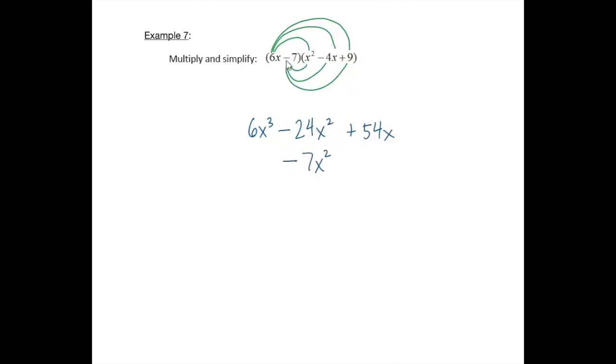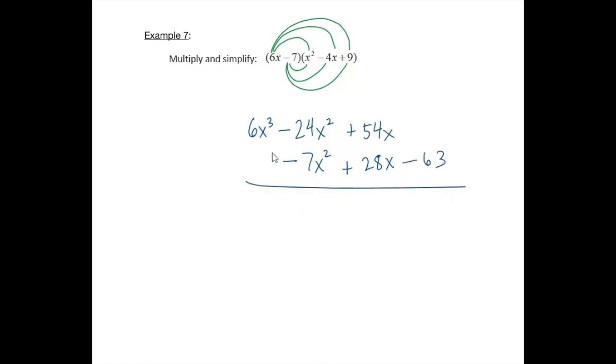Now we have negative 7 times negative 4x. Negative 7 times negative 4 is positive 28 times x. That will go in the x column. And last, we have negative 7 times positive 9, which is negative 63. And we'll need to put that in a new column because we didn't have a constant from the first set of products.